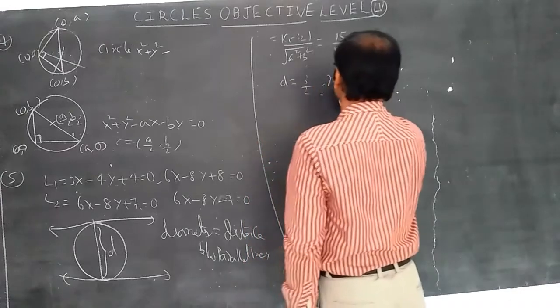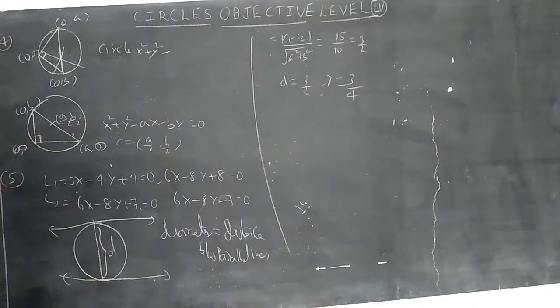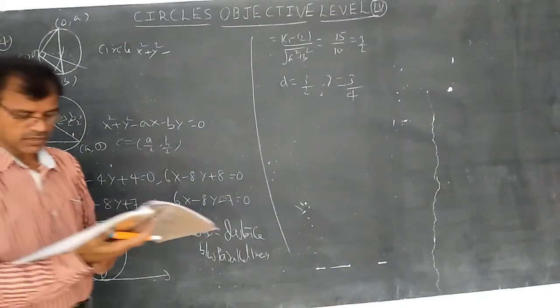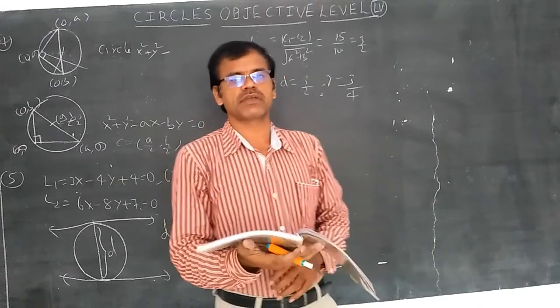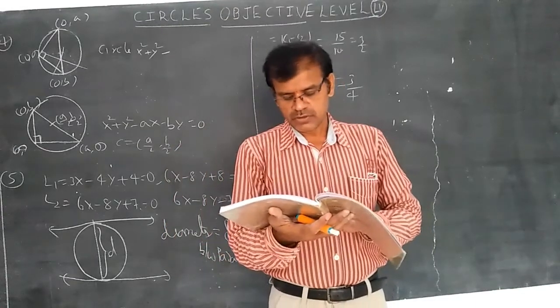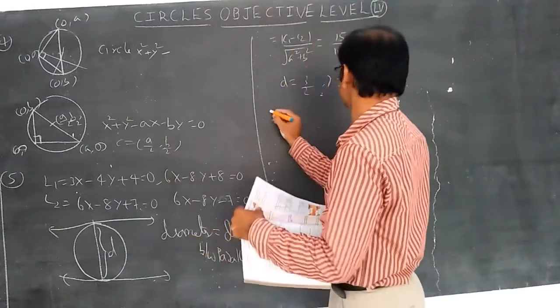If he is asking about the radius, radius is equal to 3 by 4. Sometimes he may ask the area of the circle also. Using the area of the circle formula pi r square, pi into 3 by 4 whole square. So 9 pi by 16 is the answer. Sometimes he may ask that question also.